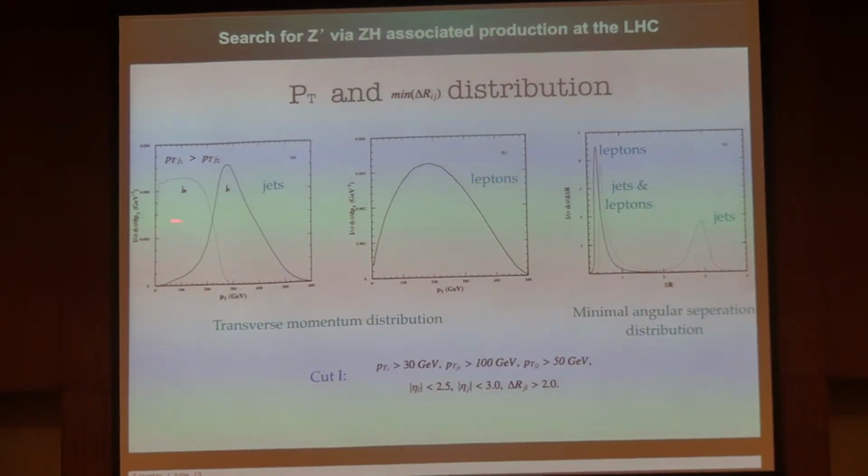And according to these distributions, we can choose the transverse momentum cuts for jets and leptons as 300 GeV, 30 GeV, 100 GeV, and 50 GeV accordingly. And also, this is the minimal angular separation distribution between leptons, between jets, and between any leptons and jets. From this minimal angular separation distribution, we choose delta R to be greater than 2.